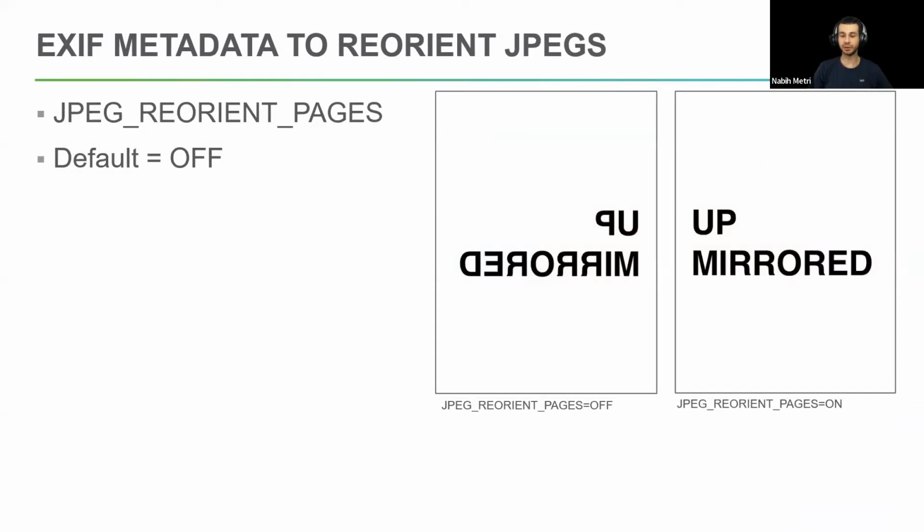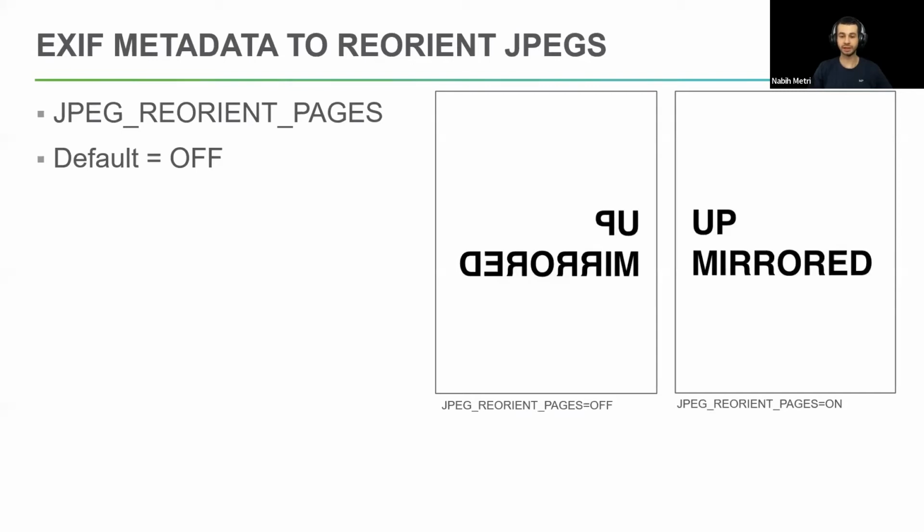EXIF metadata to reorient JPEGs. This was actually an idea from community that was drawing some interest. JPEGs can store reorientation in EXIF metadata, which is typically added on photos. We've now added a new option, JPEG reorient pages, to allow you to specify if this metadata should be respected. This is similar to our existing option for TIFF images, except now for JPEGs.